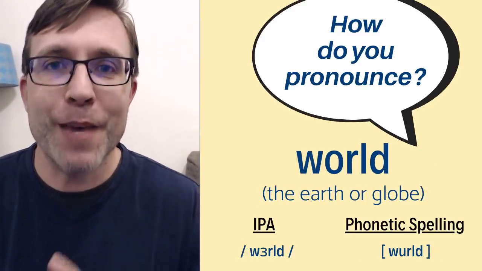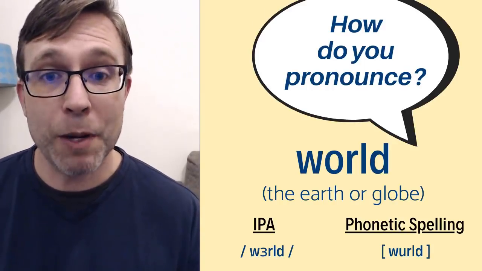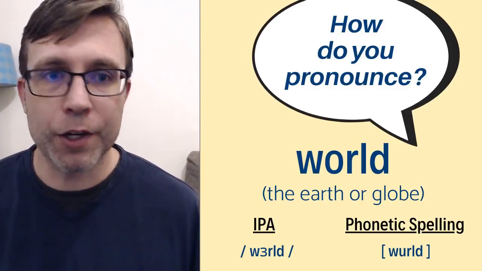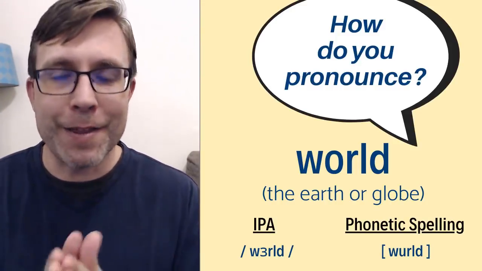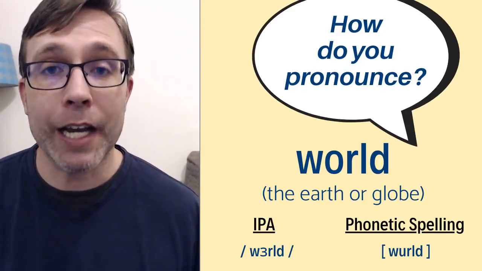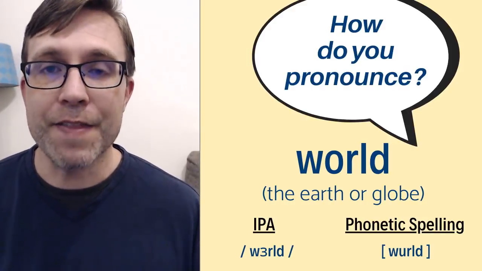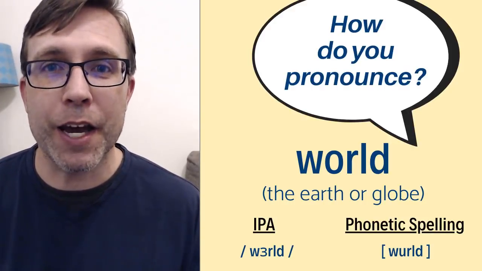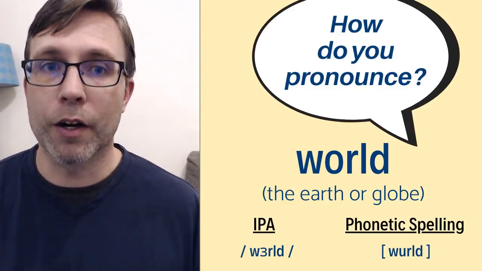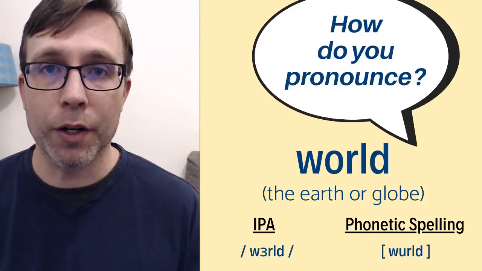The next word, many people are confused with that RL, especially that RLD combination. World. It's talking about the earth or the globe. I think you're familiar with this word, world. There's the IPA. Check out the phonetic spelling in case it helps. World. All right, that LR. You can hear that earl. Girl, twirl. All right, world. You do hear that D at the end, world.